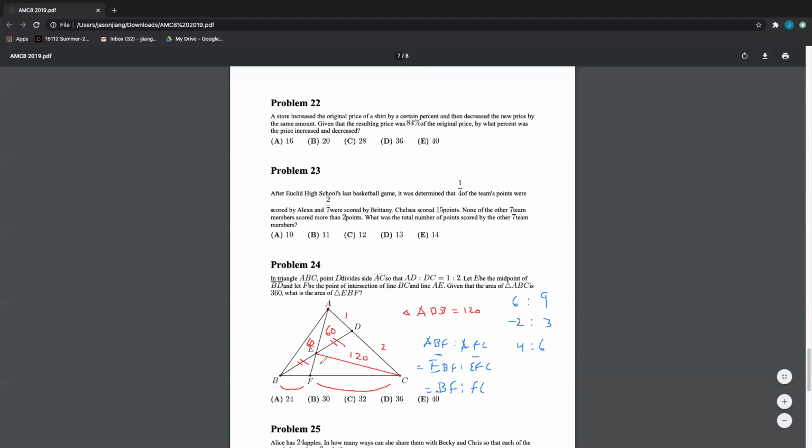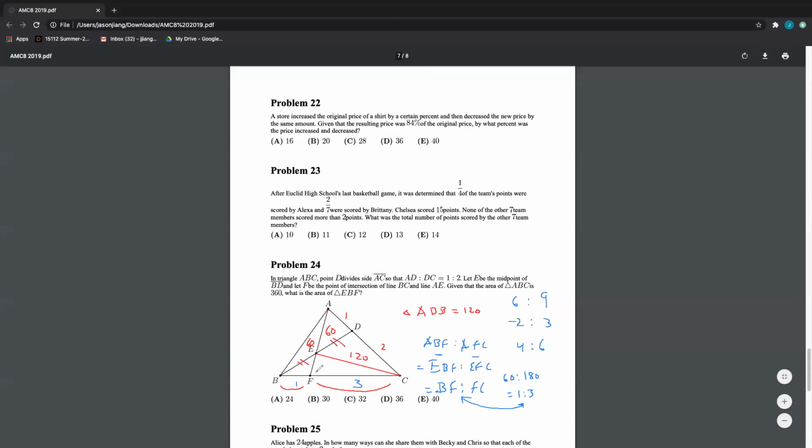So ABF minus EBF is just 60. Look here, ABF and EBF, we just have this 60. And if we look at AFC minus EFC, we just have 180. So we know our proportion is 60 to 180. It's also 1 to 3. And that must be the proportion BF to FC.